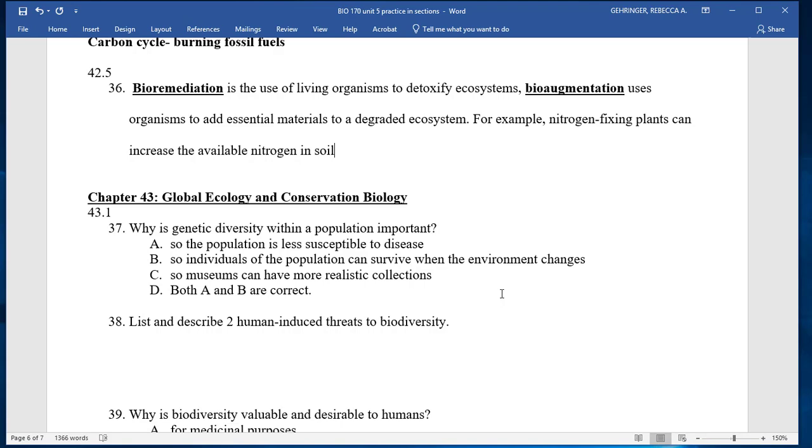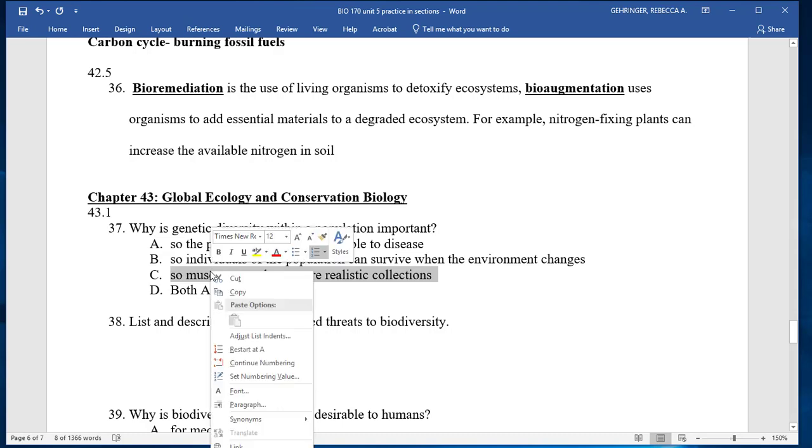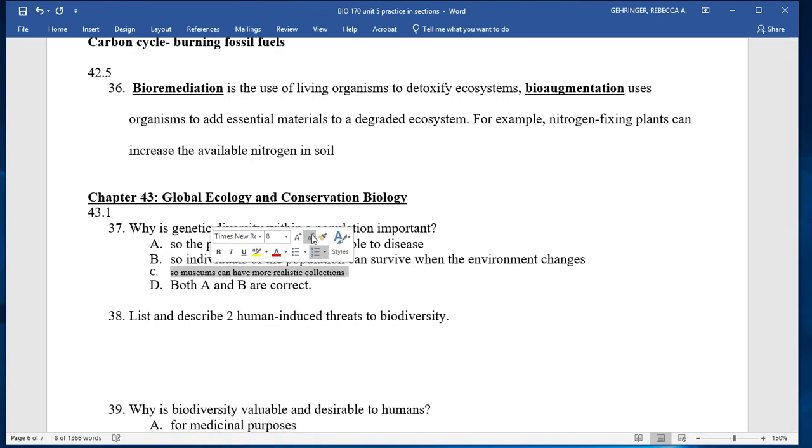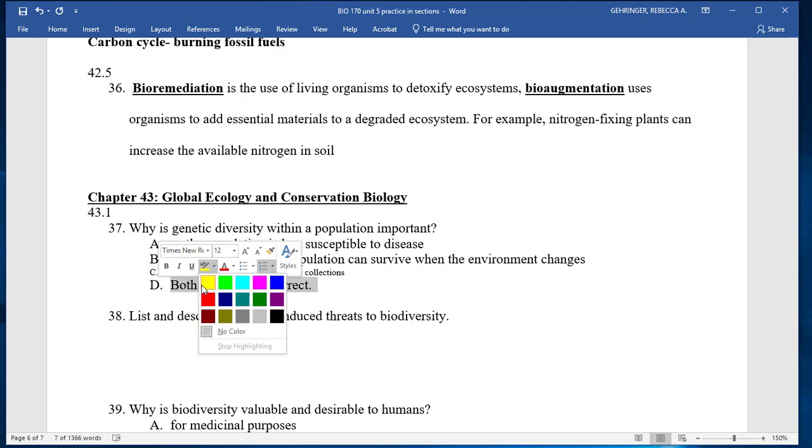C, so museums have more realistic collections. I mean, that's just nonsense. C is definitely not it. So it's going to be D in this case, both A and B.